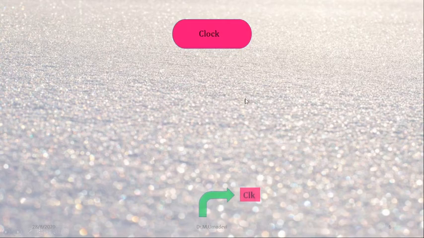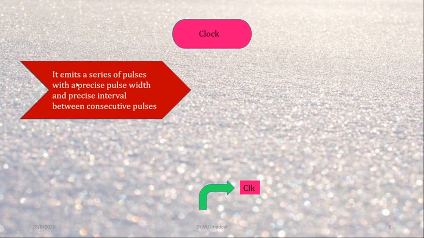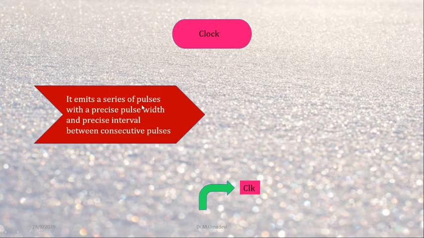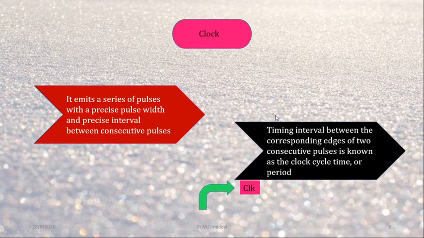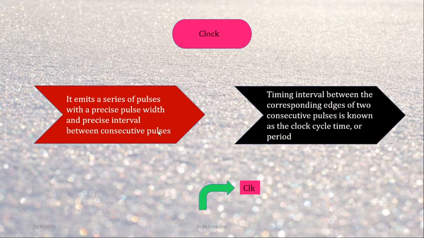So next one, what is clock? Clock is represented by CLK and it emits a series of pulses with a precise pulse width and precise interval between the consecutive pulses. Consecutive means 2 successive, next. The timing interval between the corresponding edges of 2 consecutive pulses is known as the clock cycle time or period. So this is about clock.